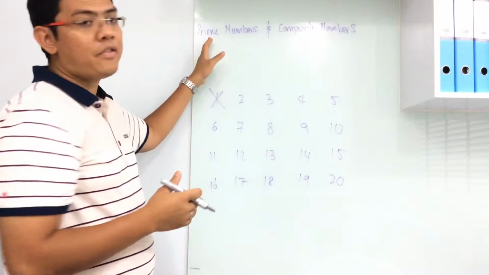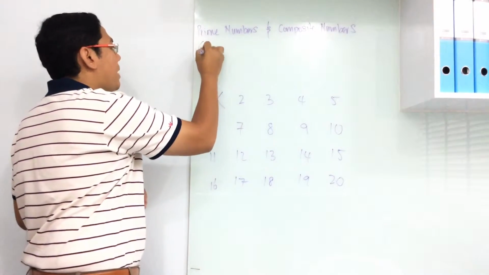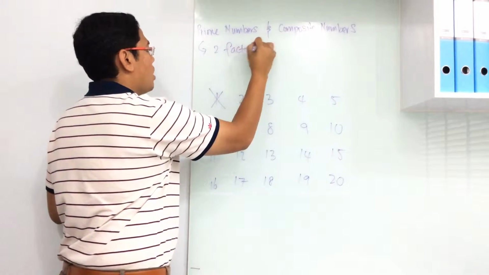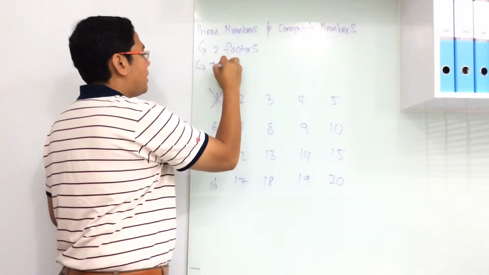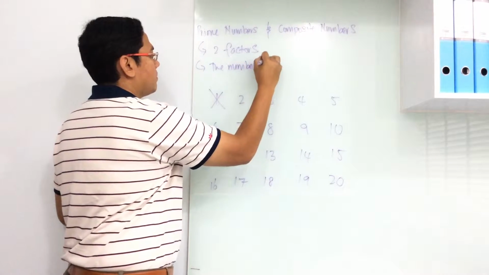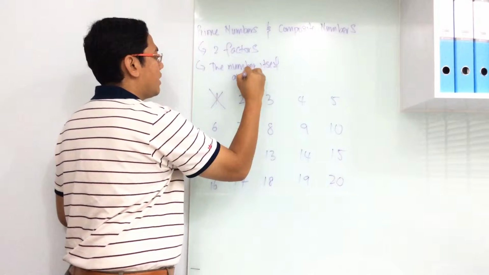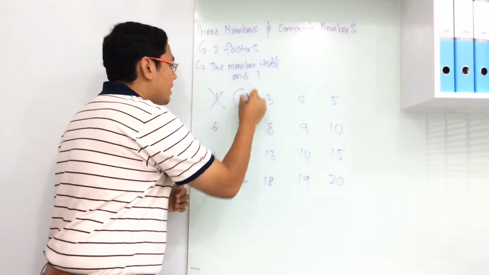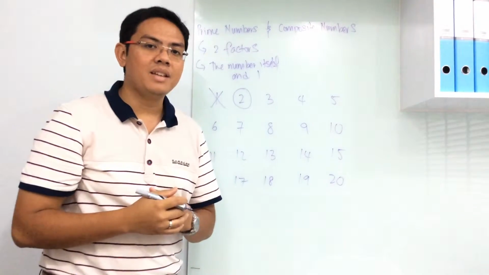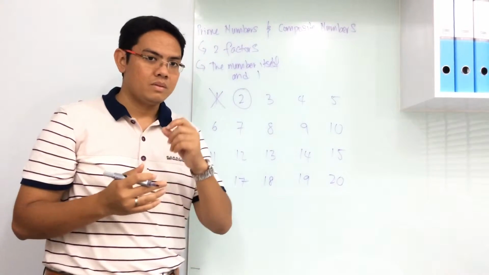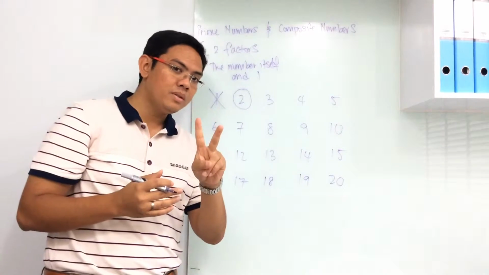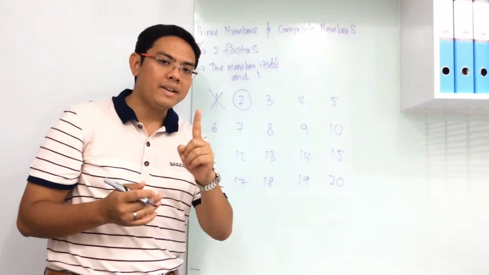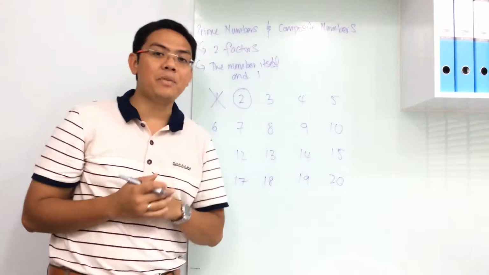So what is the definition of prime numbers? Basically, prime numbers have only two factors: the number itself and 1. Let's look at number 2. If I circle number 2, how many factors does number 2 have? 1, 2. Indeed, you're right. Number 2 has only two factors, 1 and 2. So 2 is a prime number.